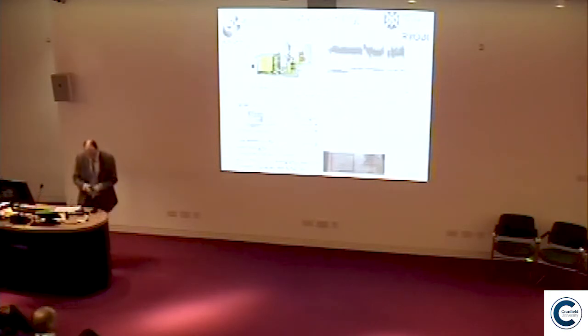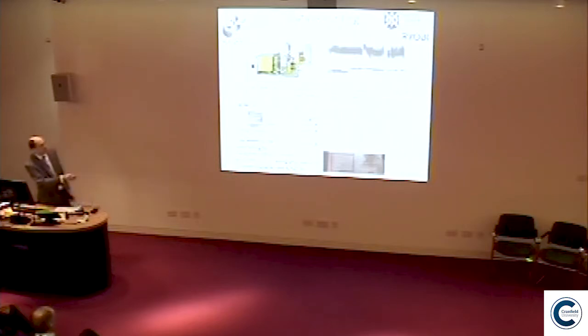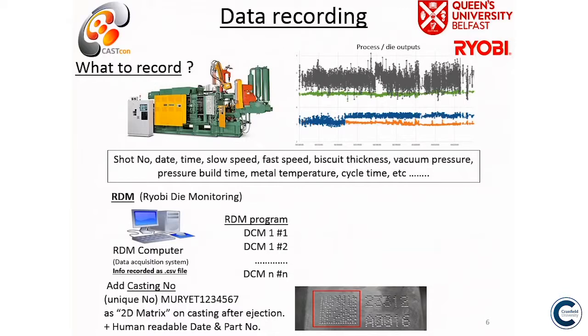Laser marker. And then we can see here, just shows part of a casting, so we can have a 2D matrix, and then beside it we also have human readable code.